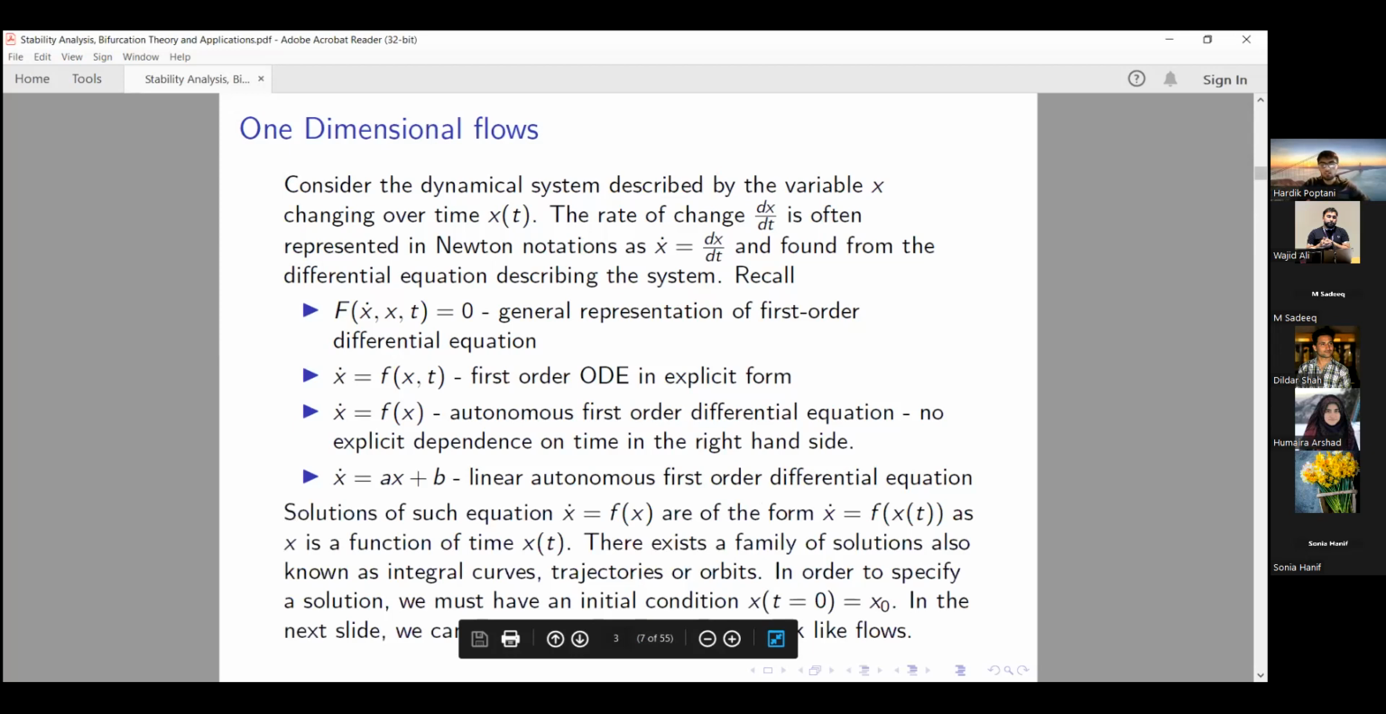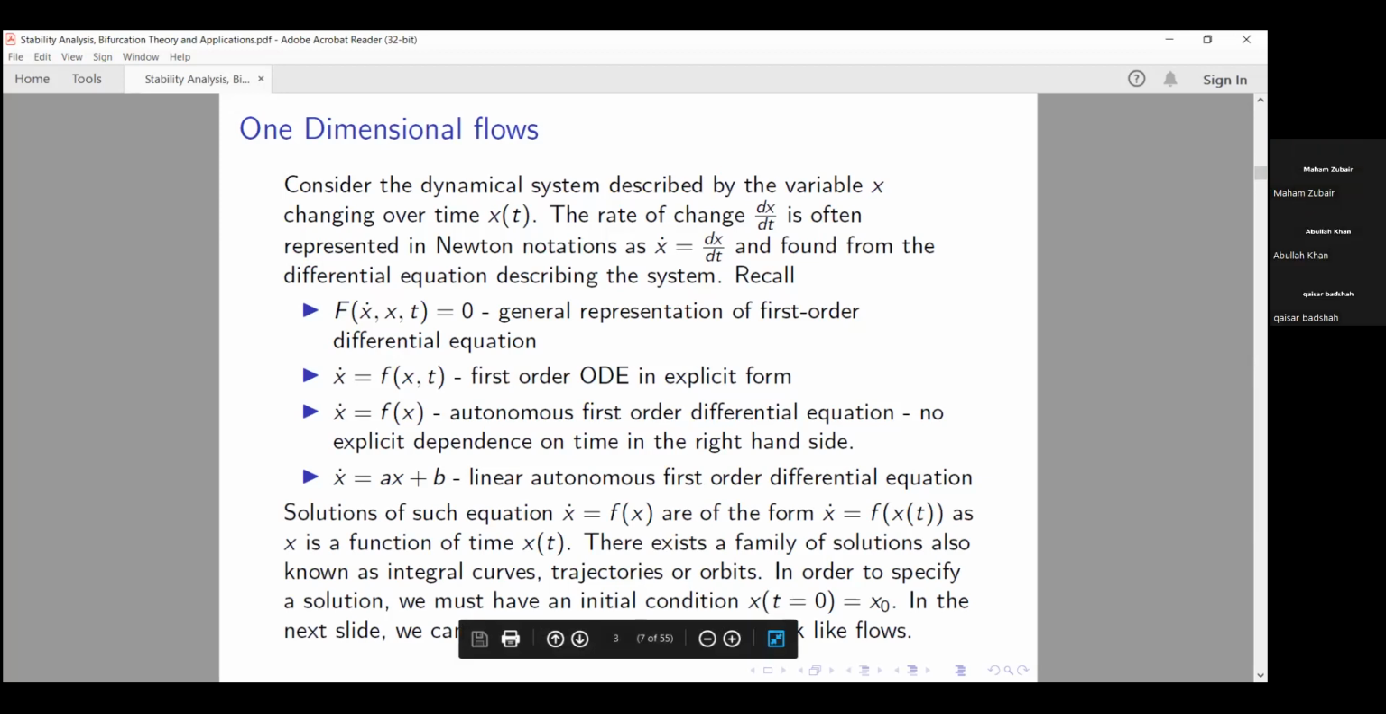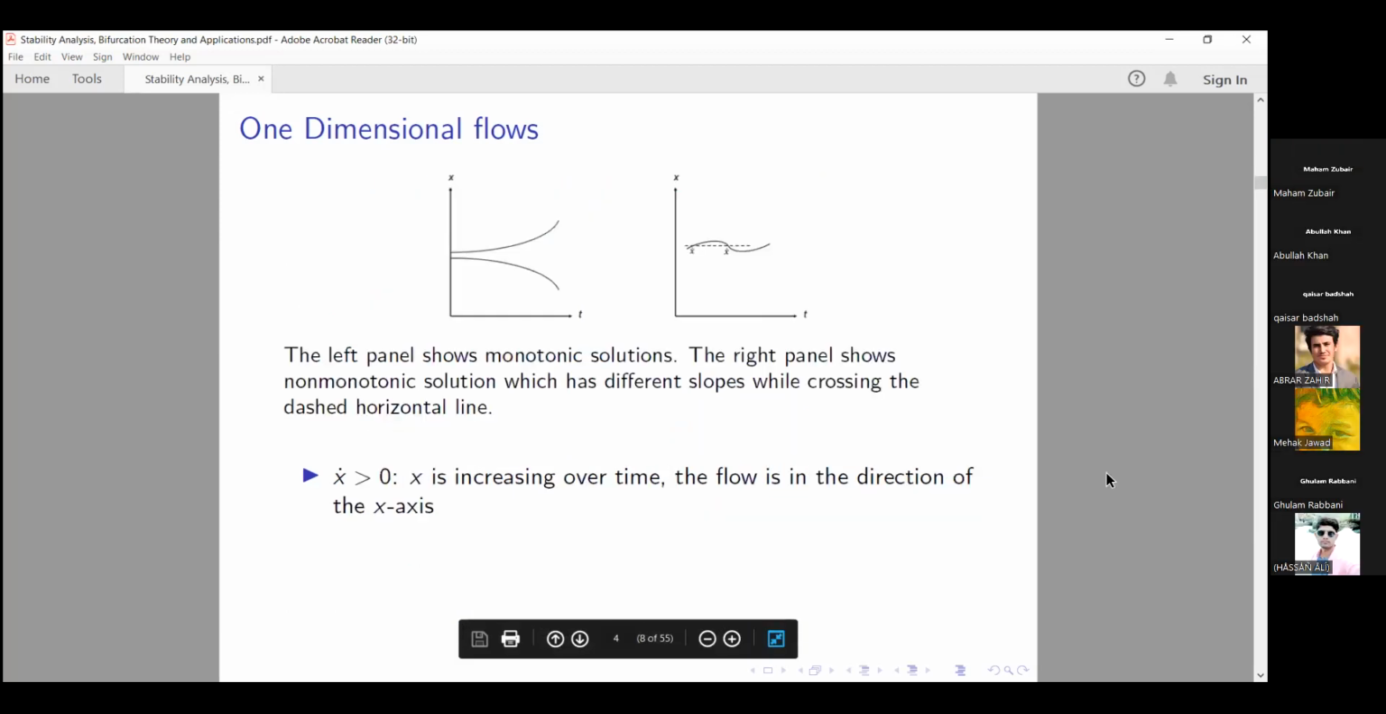So solutions to such an equation, x dot equals f of x, are also a function of time. Therefore there exists a family of solutions also known as integral curves, trajectories, or orbits. In order to specify a solution, we of course must have an initial condition x naught at time 0. So we can see what integral curves look like in the next slide.